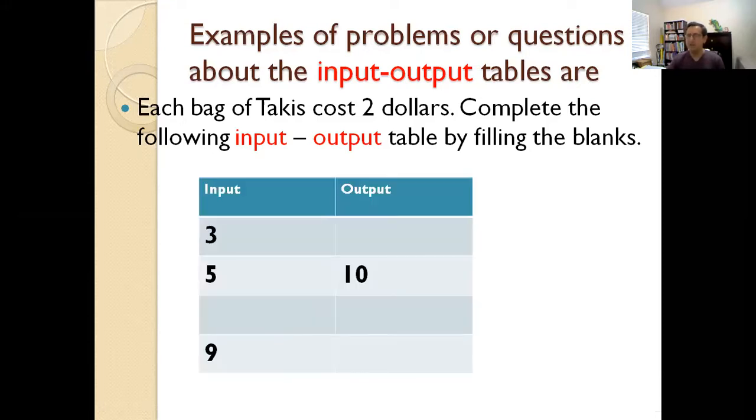There's a table, fill the blanks. The rule is times 2. 3 times 2 is 6. 7 times 2, 14. And 9. 9 times 2, 18.